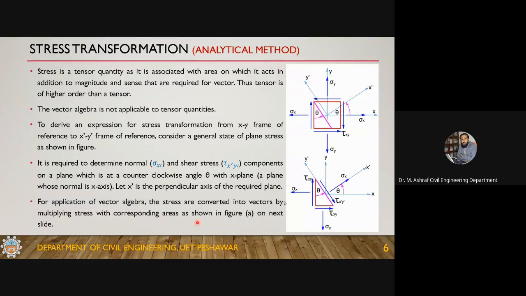Since these quantities are tensor quantities, the stresses, the equilibrium conditions are not applicable to them. You cannot resolve some of the stresses into components and then apply the equilibrium condition, because this is not a vector quantity, it's a tensor quantity. Then how do we convert these tensor quantities into vector quantities? You will have to multiply them with area.